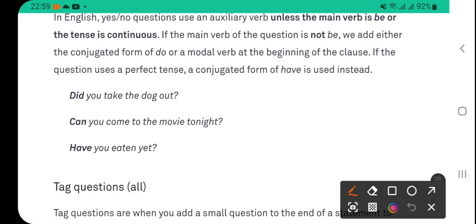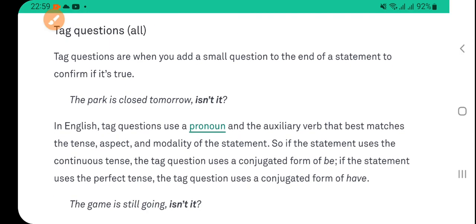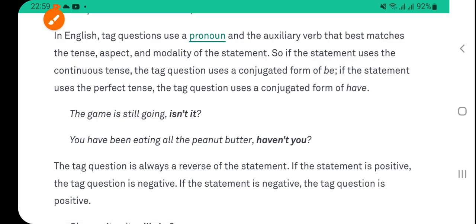Suppose in this sentence, did you, so that's positive, so the tag will be negative. That's positive, tag will be negative. Same they are talking about. Tag questions are when you add a small question to the end, so that is called a tag question, right? So in English, questions use a pronoun, which is very important for question tags.